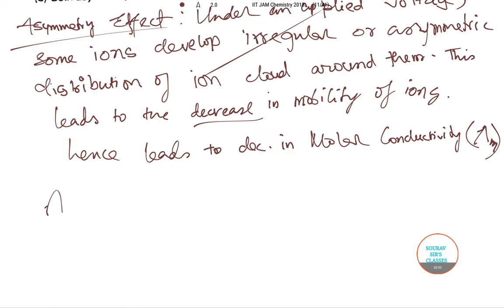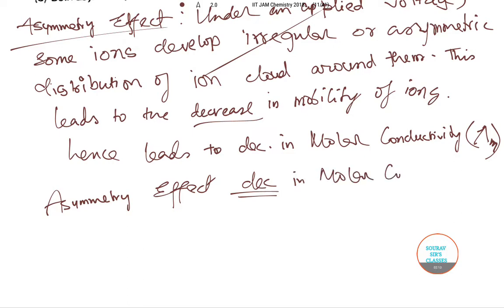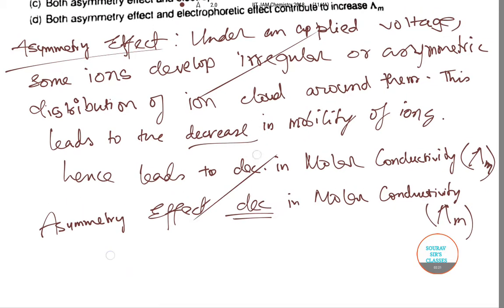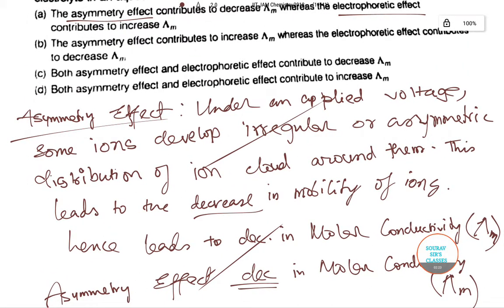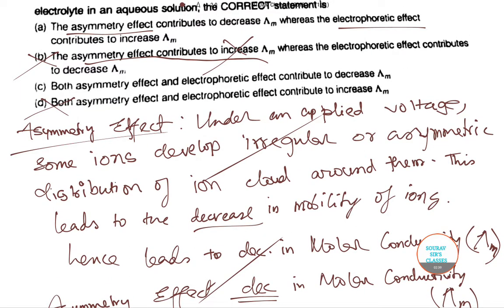So basically asymmetry effect leads to decrease in molar conductivity, so studying the options we have, we can definitely say that option number B, which says asymmetry effect contributes to increase in molar conductivity, is incorrect, and for the same reason option number D is also incorrect. So we have successfully eliminated option B and D, and the answer will be between A and C.